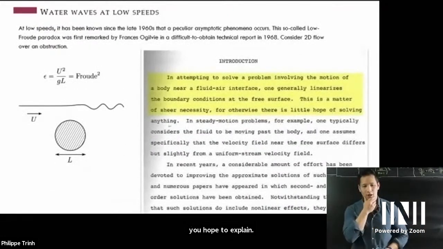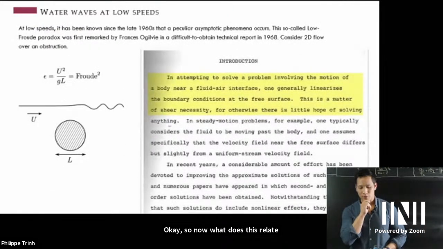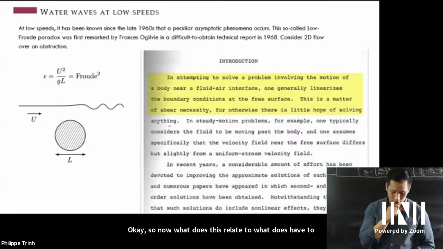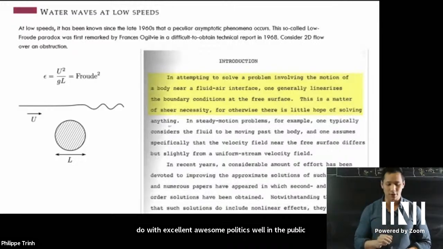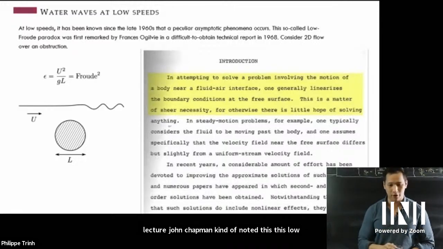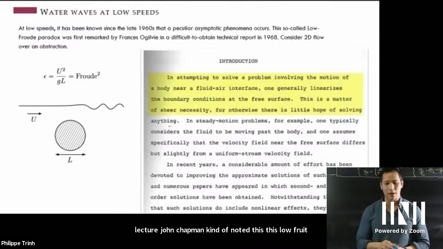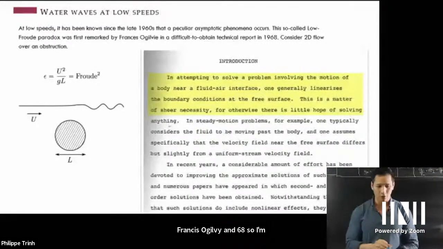Okay, so what does this relate to, what does it have to do with exponential asymptotics? Well, in the public lecture, John Chapman noted this low-Froude paradox that was first highlighted by a naval architect, Francis Ogilvie, in '68. So I'm going to tell you about this low-Froude paradox.